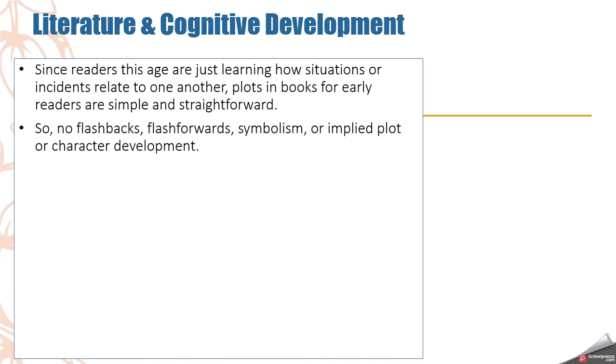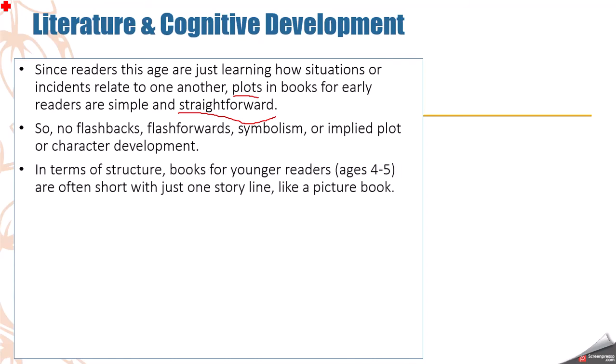Since readers are just learning how situations and incidents relate to each other, plots in these are pretty straightforward. And that's something that you'll hear me say in our next lecture as well. What I mean by that is there's no flash forwards, there's no flashbacks, there's no symbolism, there's no implied character development. It'll be kind of in your face if someone changes, right? They stop being mean, for example. No subplots. So it's one main character going through a situation. There's a problem, there's a complication, there's a resolution, right?